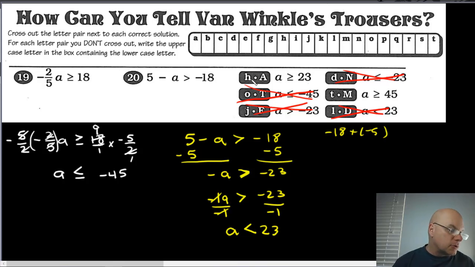And then the way the puzzle works is underneath the lowercase h you would put a capital A, and underneath the lowercase t you would put a capital M.